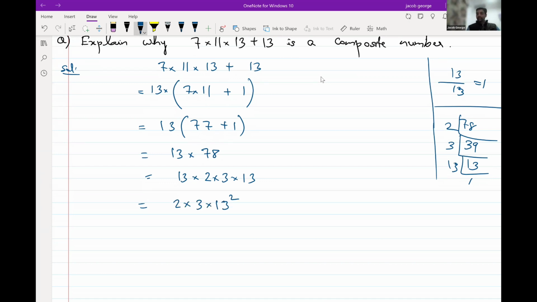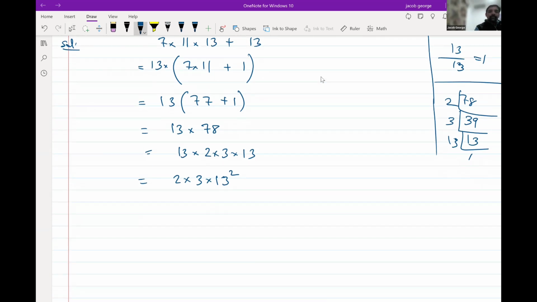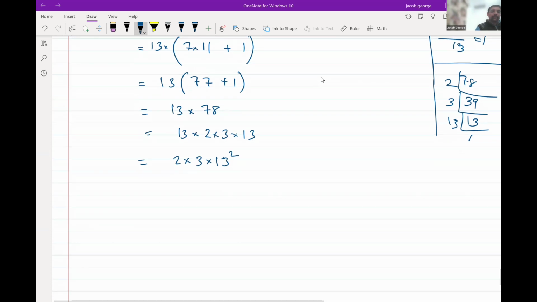Which means it is expressed as a product of prime factors. By fundamental theorem of arithmetic, we studied every composite number can be expressed as a product of prime factors. Is it clear? Or it has more than 2 factors, or it is expressed as a product of prime factors. So this is what type of number? It is a composite number. So we write this is 2 into 3 into 13 square.